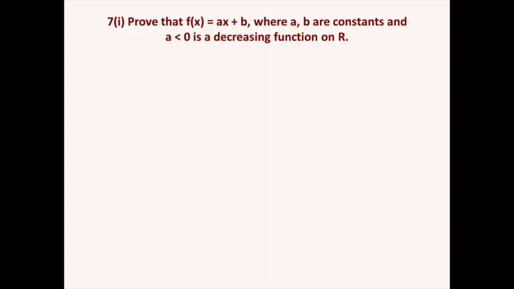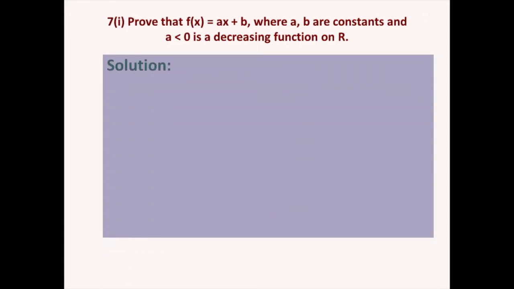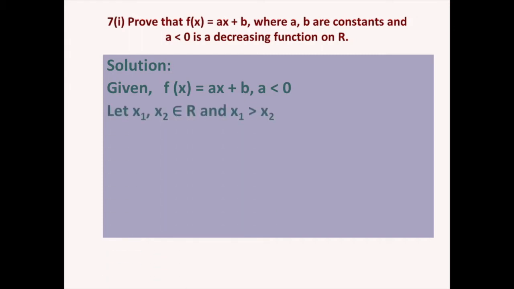Children, today I'm going to talk about some questions from exercise 7.5, which is based on increasing and decreasing functions. Now the function given to me is f(x) = ax + b, where a and b both are constants, and the condition is that a should be less than 0 for it to be a decreasing function.